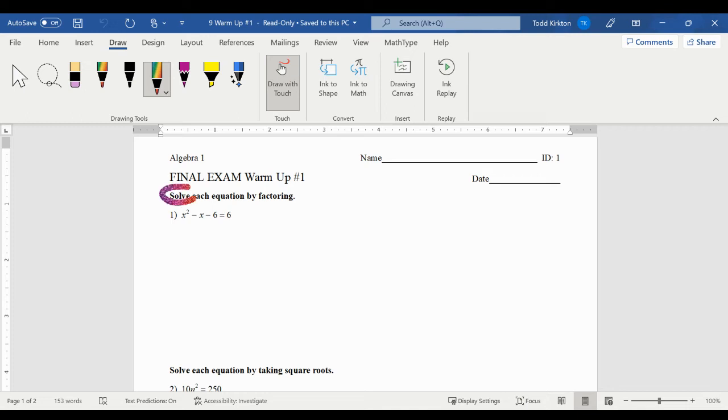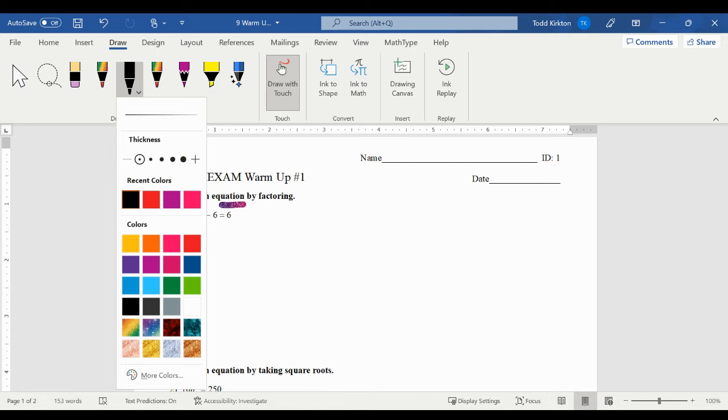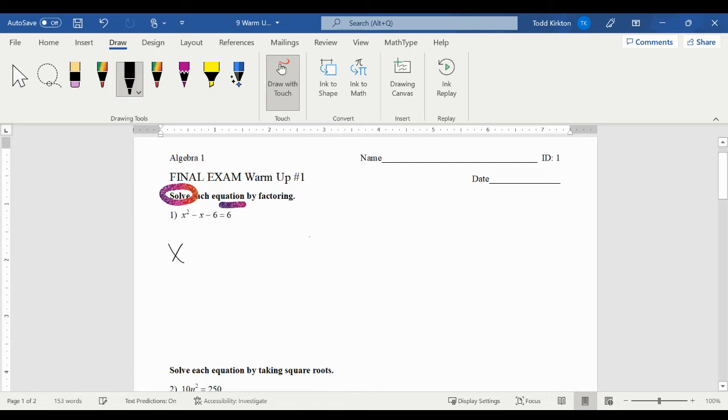All right, so solve the equation by factoring. To do that, you first need to set it equal to 0. So we're going to bring this 6 over by subtracting. So we have x squared minus x minus 12 equals 0. Since they say by factoring, that's really the method we should use.